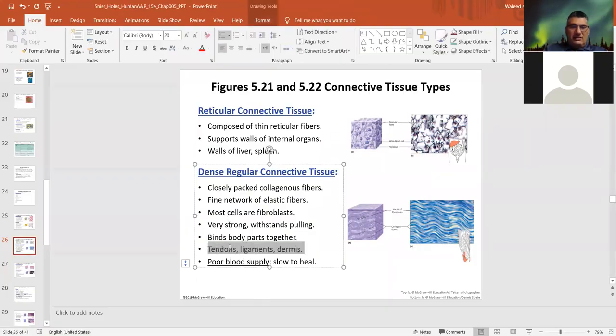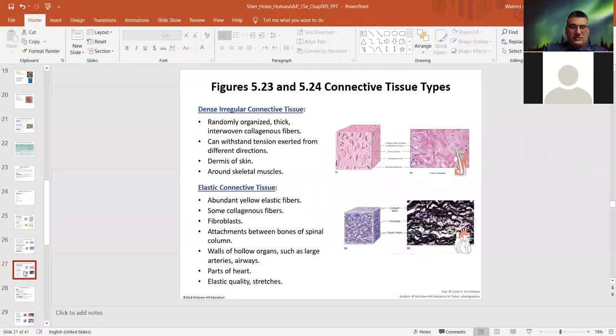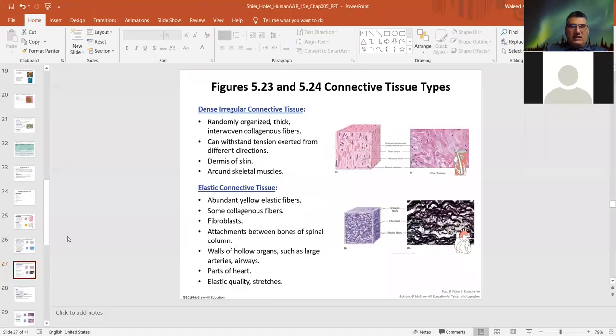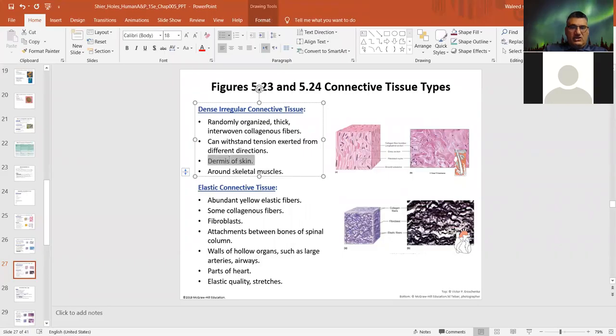So where is the dense regular located? It's located in tendon, ligament, and dermis. Dermis is under the epidermis. We will talk about this. The epidermis is this superficial layer of the skin. Underneath is connective tissue that's called dense regular. Dense irregular is in the skin, but it's also around the skeletal muscles. Skeletal muscles are the muscles attached to the skeleton.